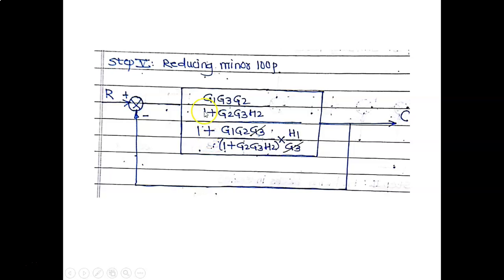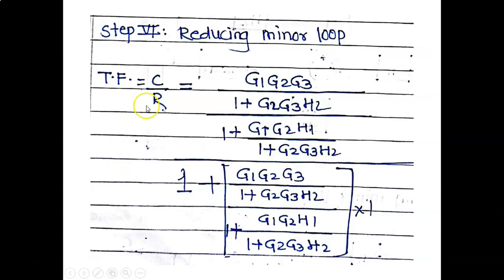Therefore, what is that value? G1, G2, G3 divided by 1 plus G2, G3, H2 divided by 1 plus. Why positive sign is here? Because feedback signal was negative. 1 plus G1, G2, G3 into H1 divided by 1 plus G2, G3, H2 into G3. Now this G3, G3 will get cancelled. Now this block and this feedback signal, known as unity feedback because there is no block present here, are forming a minor feedback loop. Therefore, we will solve this minor feedback loop.